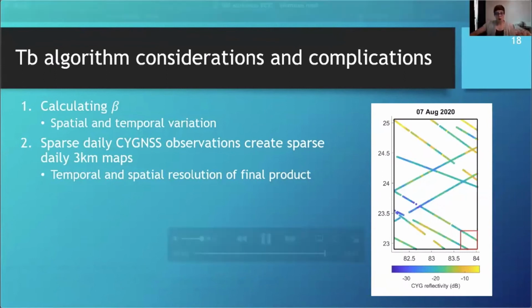We have considered averaging all Cygnus observations over the 2 to 3 days between SMAP observations and creating a product with the same temporal resolution as SMAP. We've also considered adjusting the spatial resolution of the final product, maybe to 4 or 5 kilometers instead of 3 kilometers, in order to reduce data gaps.